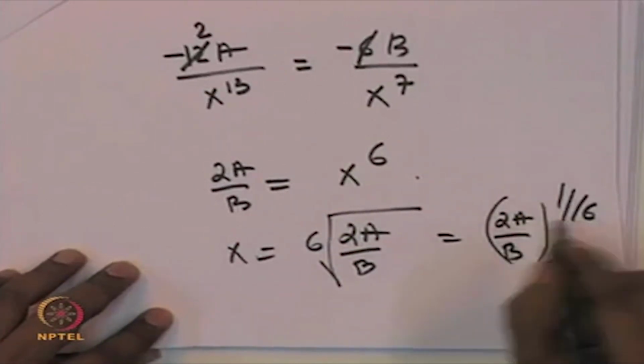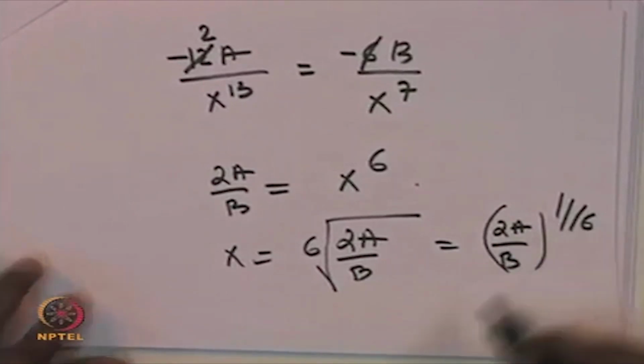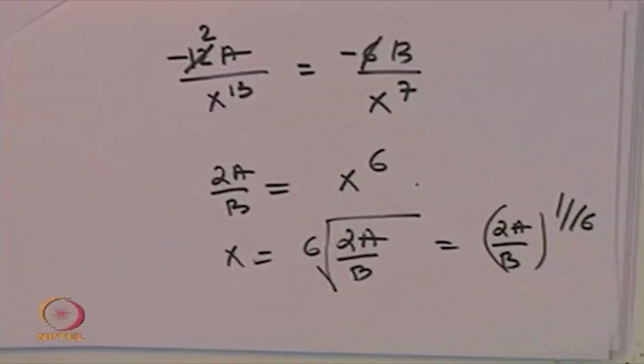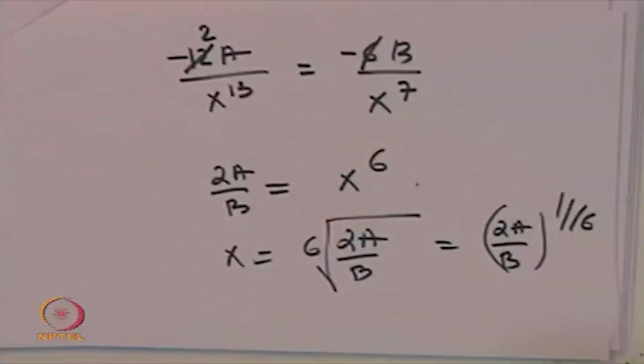So, at this particular value, when x is 2 a by b whole power 1 by 6, the derivative is 0. Now you want to find the second derivative. Find the second derivative and substitute it, and you will see that it is a minimum at this particular value. So, at 2 a by b whole power 1 by 6, it is a minimum.